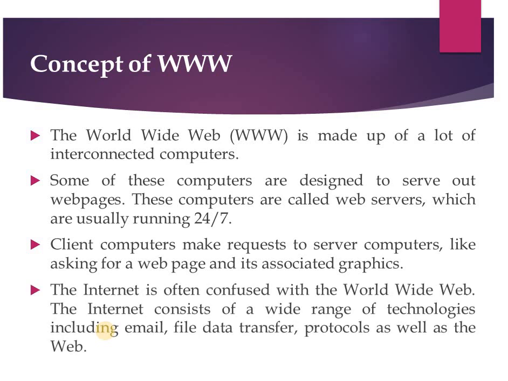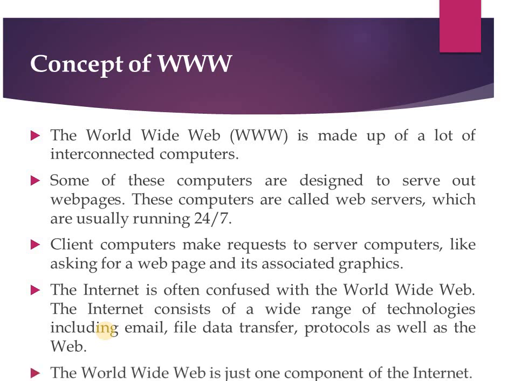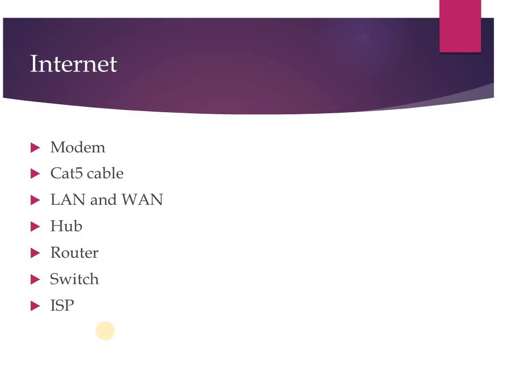The Internet is often confused with the World Wide Web. Yeah, the Internet consists of a wide range of technologies, for example, mail, file data transfer protocols, including the web. The World Wide Web is just one component of the Internet. Now, the Internet includes modem, Cat5 cable, LAN, WAN, hub, router, switches, Internet service provider. Now, a modem is a hardware device.